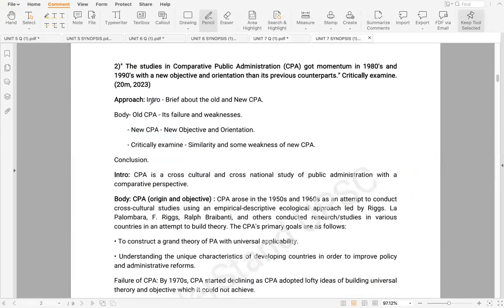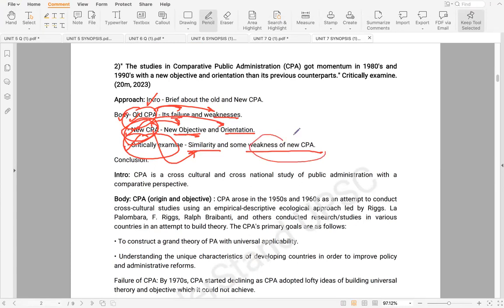Or structure. So, right. Introduction, brief about the old and new CPA. Body, old CPA, its failure and weaknesses. New CPA, new objective and orientation. Critically examine similarity and some weaknesses of new CPA. Yes. So old CPA, we will tell what it is. Then we'll talk about its negatives, so that we can talk about new CPA. In new CPA, we'll tell what are its new objective and orientation. And then because it's critically examined, we'll also try to talk about how new CPA is similar to old CPA and what are the negatives of new CPA as well, and what would be the solutions to make it better.